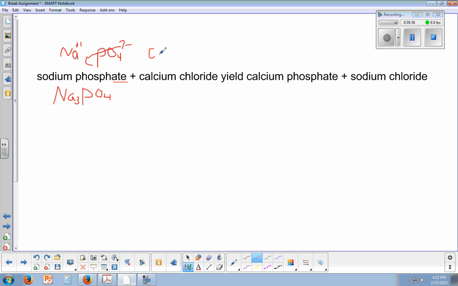So calcium is Ca, and it has a +2 charge. Chloride is just chlorine, so it's Cl, and it has a -1 charge. So when I crisscross these, I'm going to get CaCl2. And I have to put a plus sign in between these two formulas because we need to separate our reactants. Yield would be my arrow.